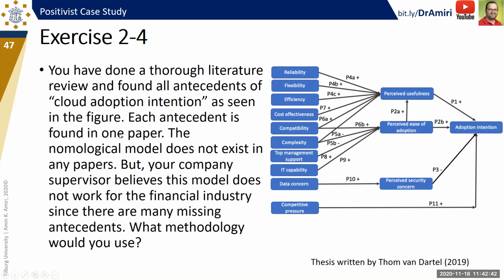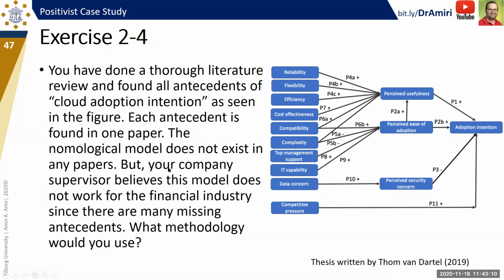So the great thing is that they're not all in one paper. I don't need to go for another study. The nomological model does not exist in any paper. Again, I don't need to go for another study. But your company supervisor believes this model does not work for the financial industry. She or he would say that there are some other missing constructs here. What methodology would you use?